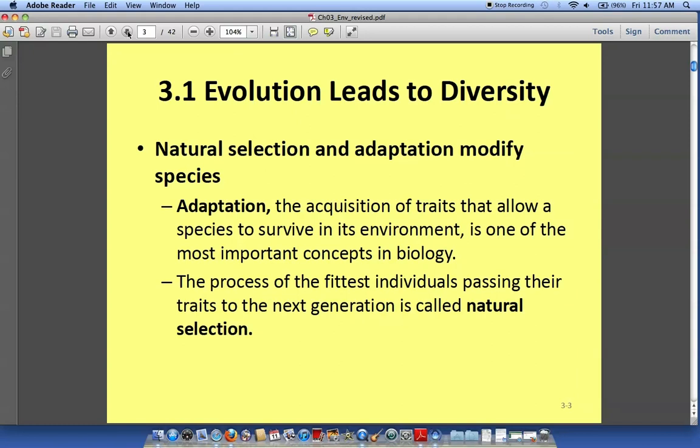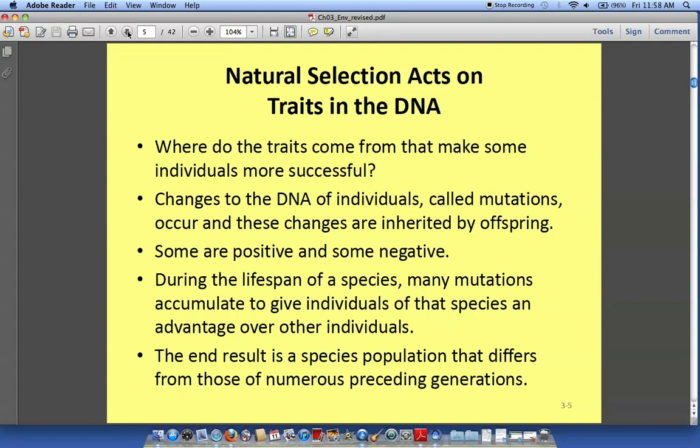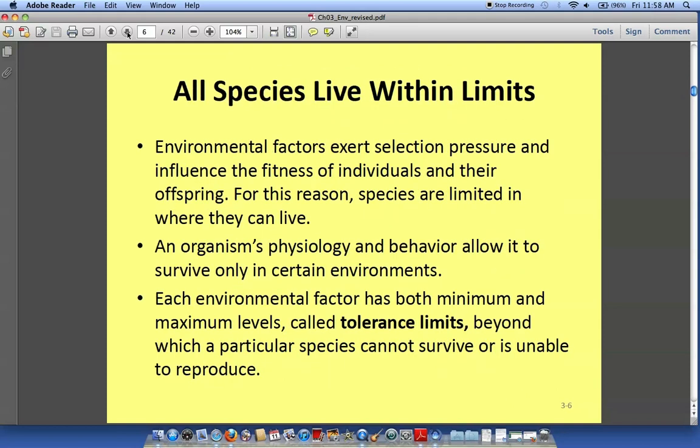And evolution, adaptation, that begins with how species survive and how they change and adapt to the environment they're given. Natural selection acts on the traits of the DNA, and this section goes into why some members of that species survive when others do not. So all sorts of limitations that these organisms have to live within.